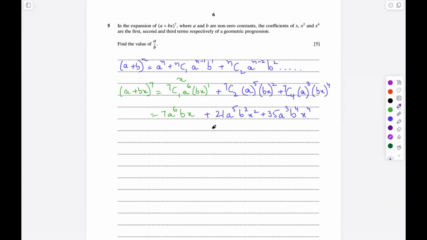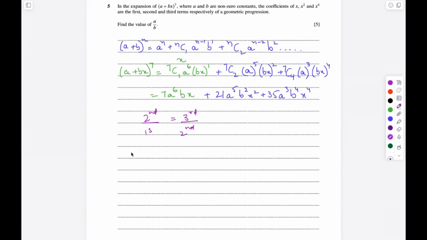Now, as these terms are the first, second, and third terms of a geometric progression, it means that the common ratio, so if we divide the second term by the first term, will be equal to the third term divided by the second term. So first, dividing the second term by the first term, the coefficient of the second term is 21 a to the power 5 b squared, and the coefficient of x was 7 a to the power 6 b, and that will be equal to the third term, which was 35 a to the power 3 b to the power 4, divided by the second term, which was 21 a to the power 5 b squared.